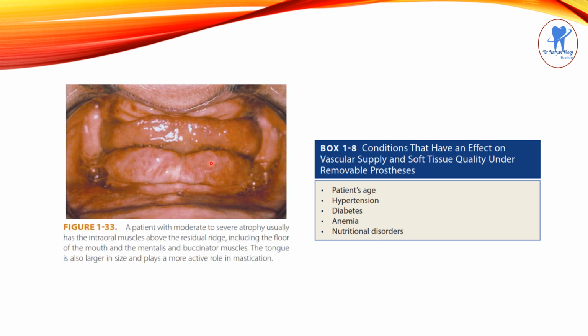This is the patient with moderate to severe atrophy. It has the intraoral muscles above the residual ridge, including floor of the mouth and the mentalis and buccinator muscles. Tongue is also larger in size and plays a more active role in mastication.